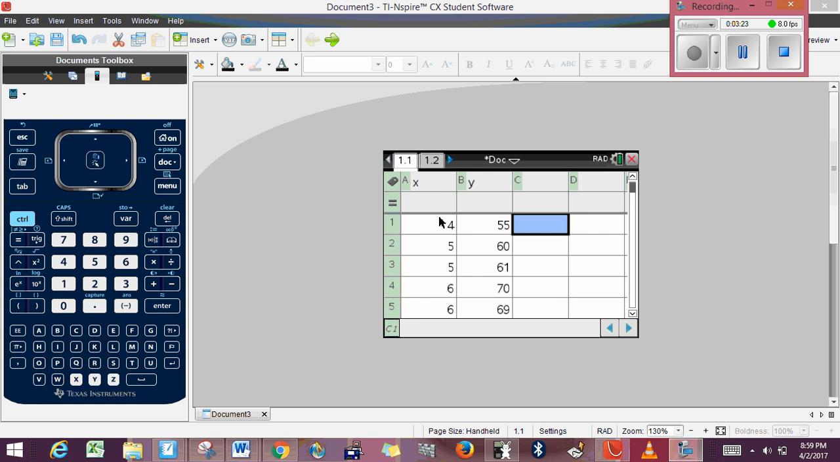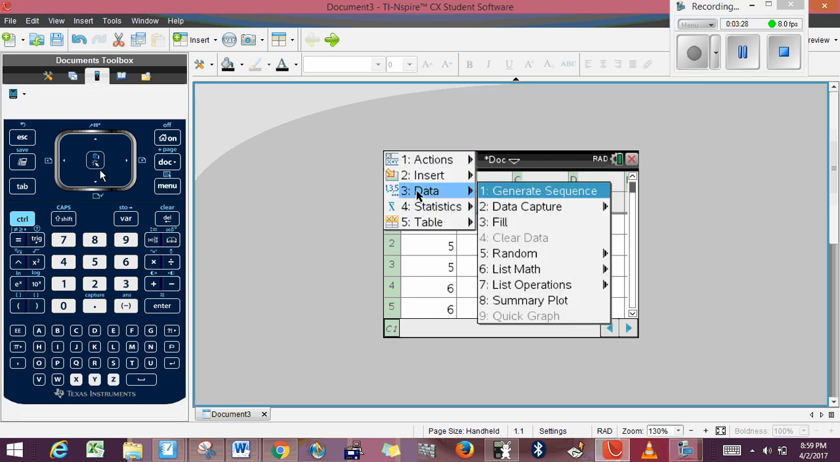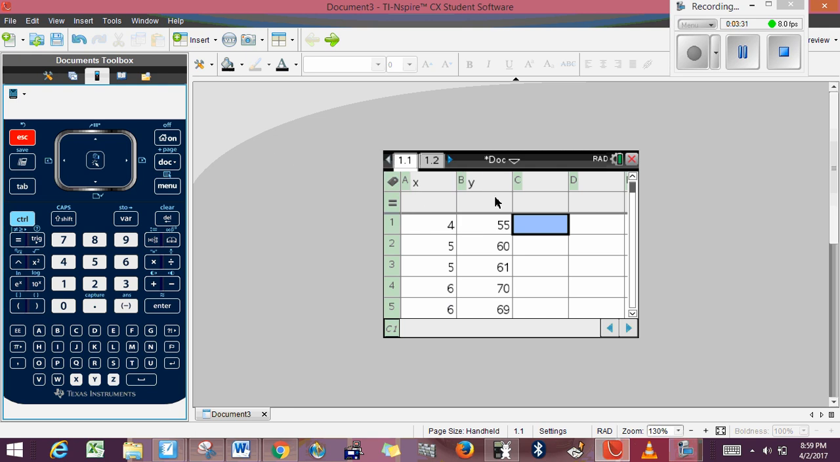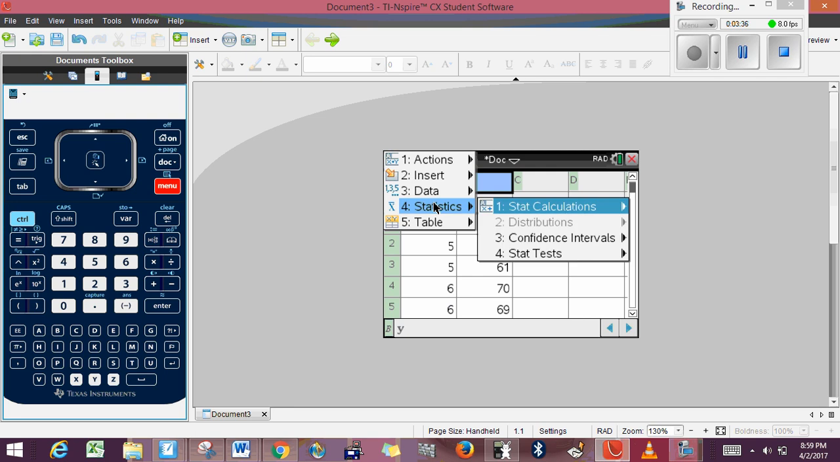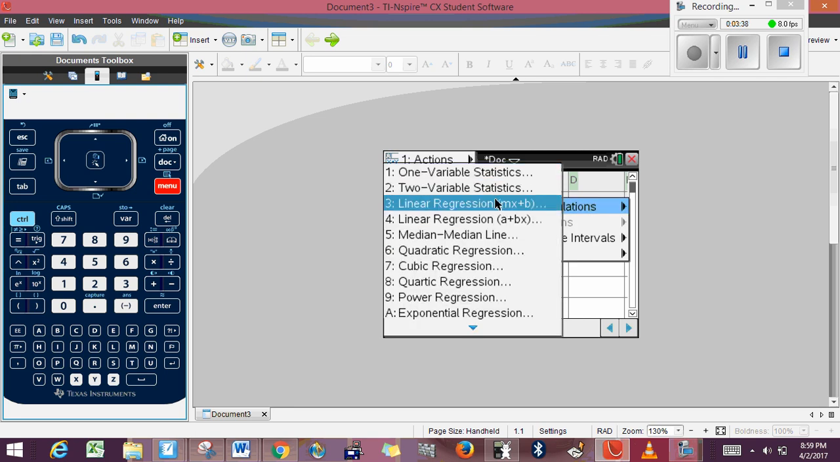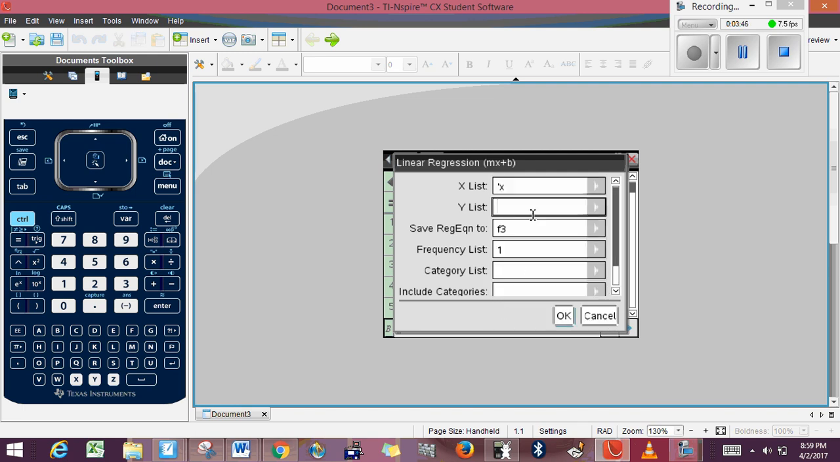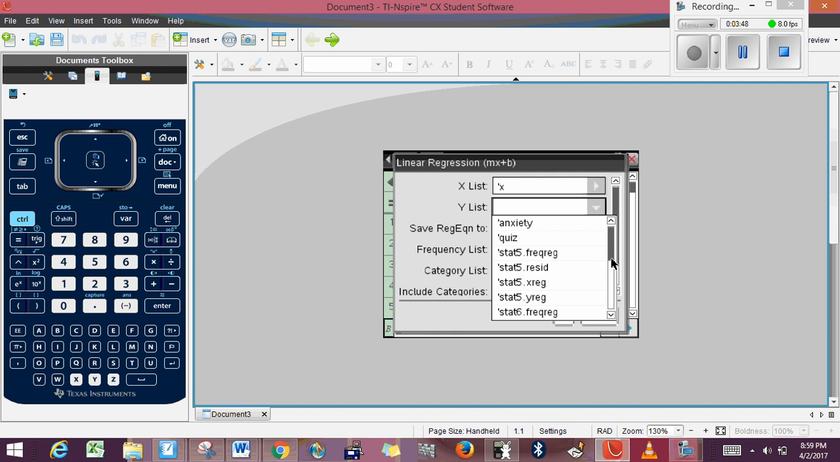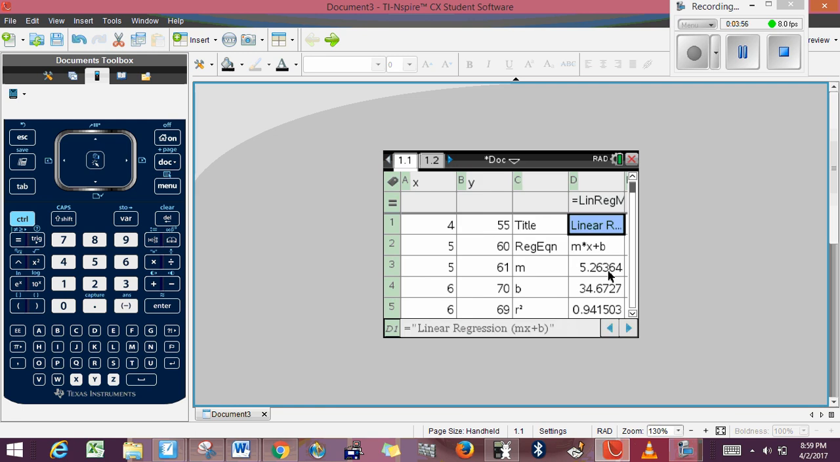So here's the data. These are my X's and my Y's. If I go to my menu, I keep forgetting, when you do this, you have to be highlighting one of these headings. Otherwise, you don't get it. So stat calculations, linear regression. My X list, I call that X. My Y list I called Y. I want to store this in F1. And here's my equation, slope, the y-intercept.